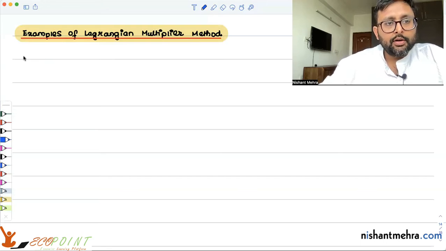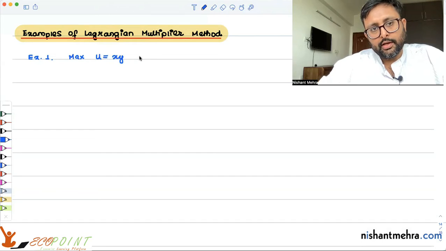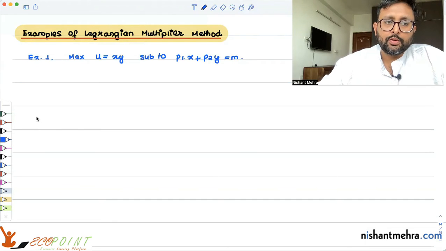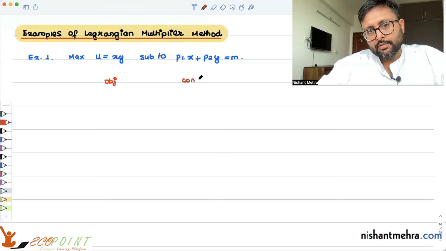So you have example 1. I could have been interested in maximizing u equals xy. This is my utility, subject to p1x plus p2y equals m. So this is what my objective is, and this is what my constraint is.